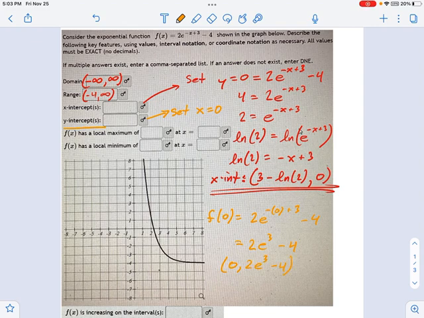Now, what is this thing? Well, 2e to the 3 is something big. For the curious among you, e cubed is about 20. So we're looking at 2 times that, 40, minus 4. We're looking at about 36.17 or something. But I don't want you to answer that because if you answer with decimals, you're going to get marked wrong in this problem. This wants you to give the exact answer. So 2e cubed minus 4 is the y coordinate of the intercept.